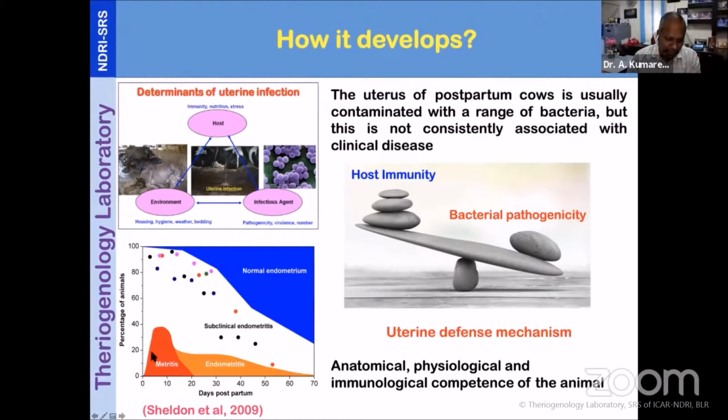So then it leads to development of metritis, followed by endometritis and sometimes pyometra and other things. That comes in the subsequent stages. The main thing here is how much we make the animal clear herself, throwing away bacteria from her uterus. That is important. If it is impaired, then there will definitely be development of uterine infection.